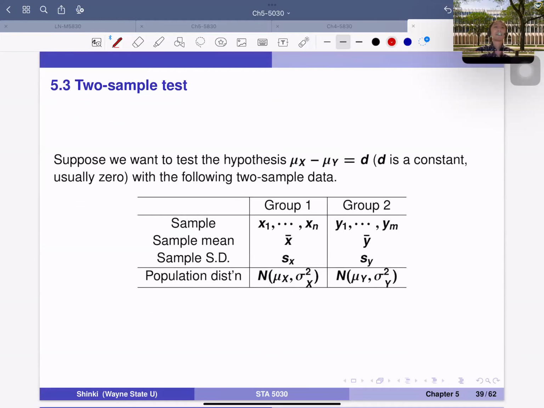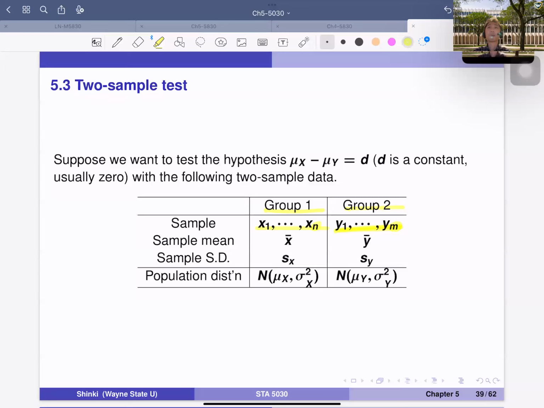Okay, so now the new section, 5.3. The setting is this. We have two samples, one from group 1 and the other from group 2. For group 1, the sample is x1 to xn, and for group 2, the sample consists of observations y1 to ym. So n and m are different. We have a different number of observations: from group 1, 100 observations, from group 2, 10 observations.